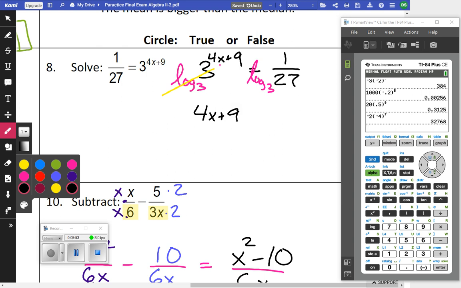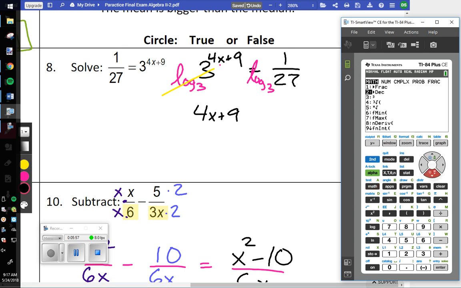Some of you were mesmerized by the ability to type that into your calculator. Math button. Down to log base. Log base 3, and then 1 over 27. 1 divided by 27. You don't have to do anything fancy. Just type it straight in. It's negative 3.